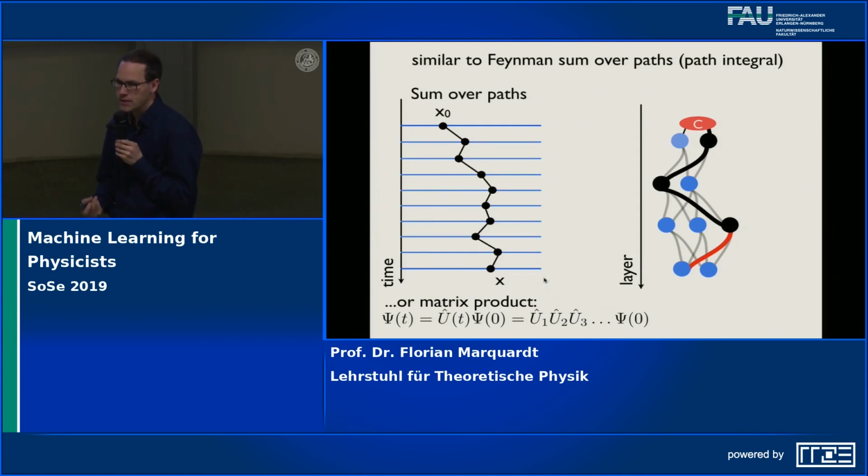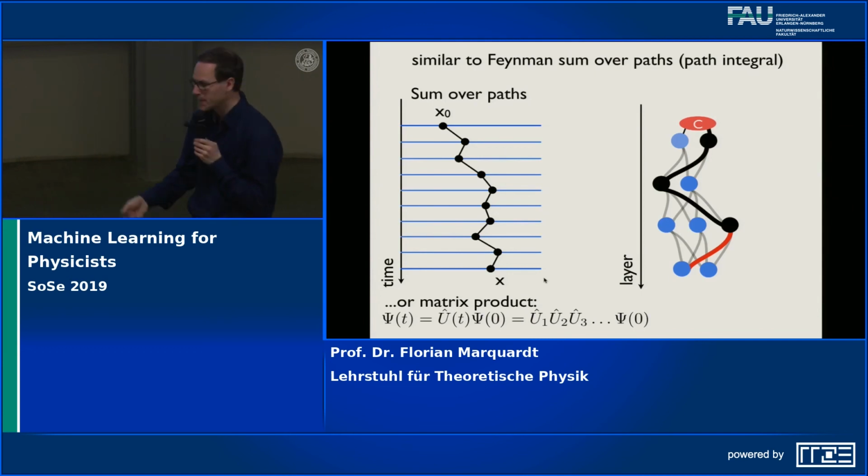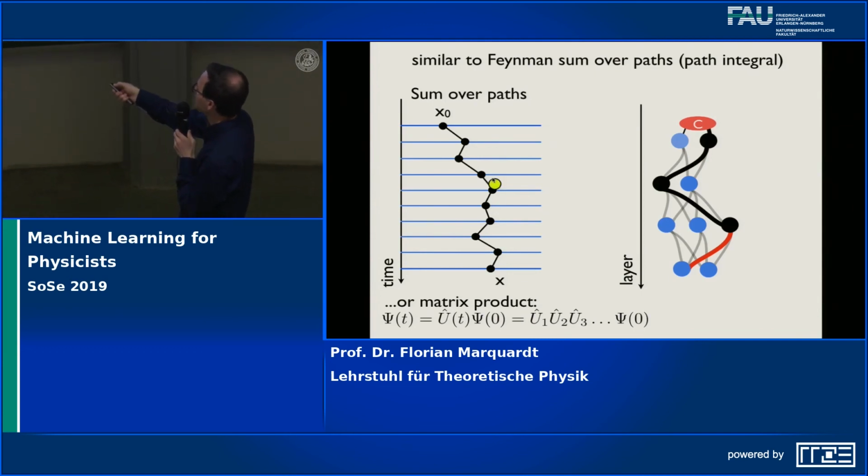Maybe I have a time-dependent problem where I apply a time-dependent force, and so during each time step, the force is different, so the unitary looks different. Each of these unitaries connects one time slice here with the next time slice there. So it evolves the wave function from this time to that time. Here, time is running downwards for me.